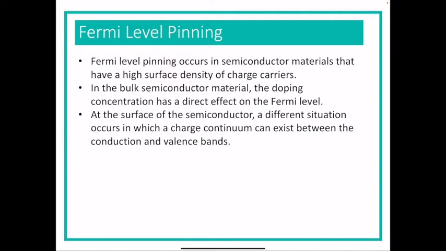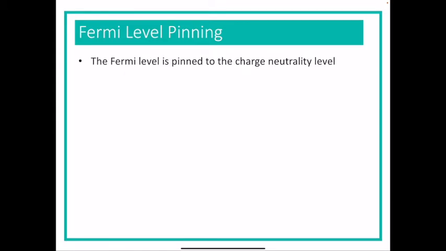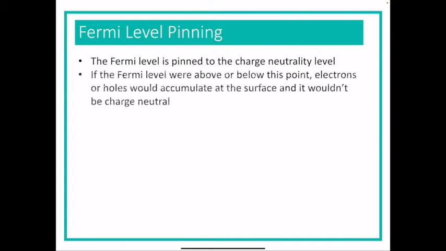What ends up happening is there is a point on that continuum in which the energy levels are closer to the conduction band above and closer to the valence band below. We call that the charge neutrality point. We have to have that, otherwise there will be charge where we don't want it. So basically the Fermi level is pinned to that charge neutrality value, because if it's above or below it, there will be electrons and holes accumulating on the surface and it wouldn't be charge neutral, and it needs to be.